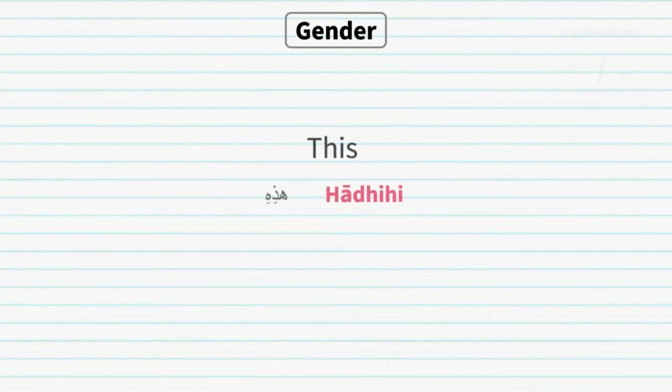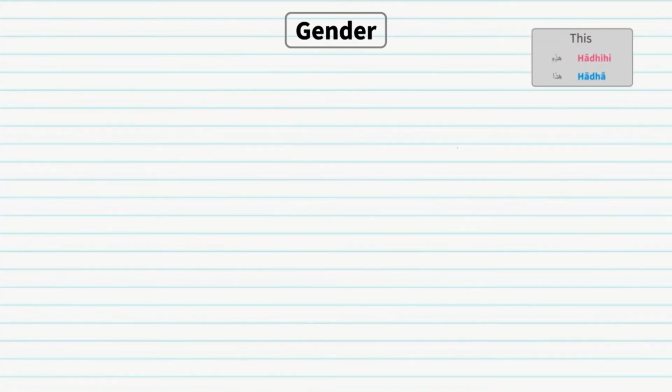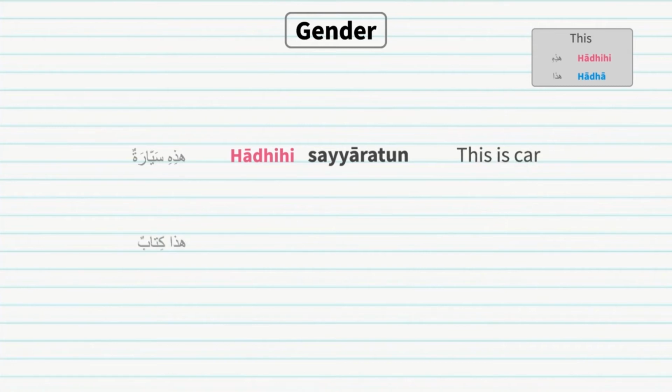هذه means this for feminine. هذا means this for masculine. So when we say this is a car, we have to use هذه since the car is feminine. Another example, this is a house. We have to use the masculine هذا since the noun house is masculine.